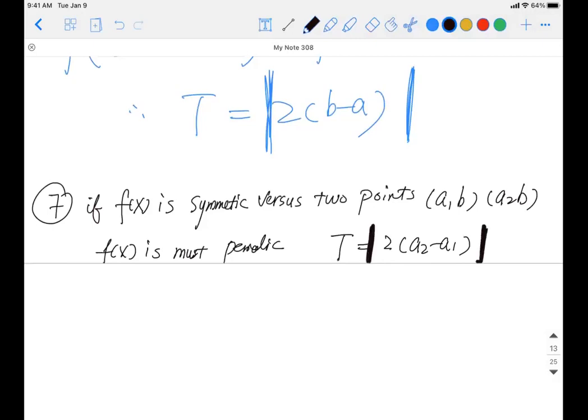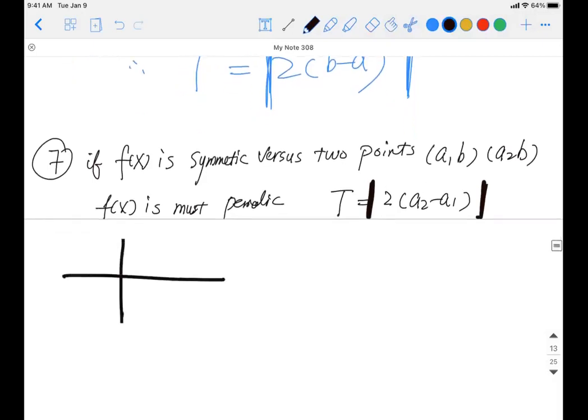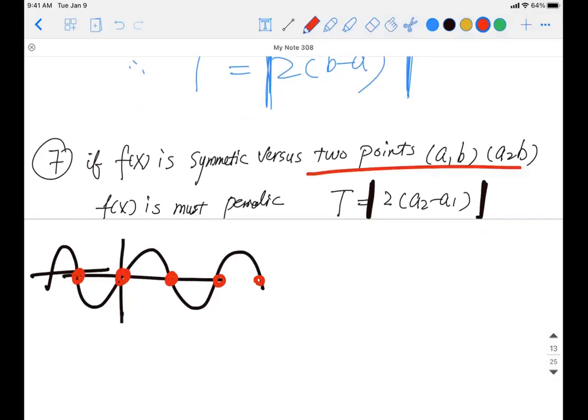If you can't really buy it, can you use the same thing, sine x? Sine x also has multiple central symmetric points, right? As long as you go to x equals 0, this is going to be a central symmetric point. So if you have two, or multiple, then you will be able to determine the period of your function. So what is the periodicity? Twice the difference between two adjacent symmetric points. So far, so good?